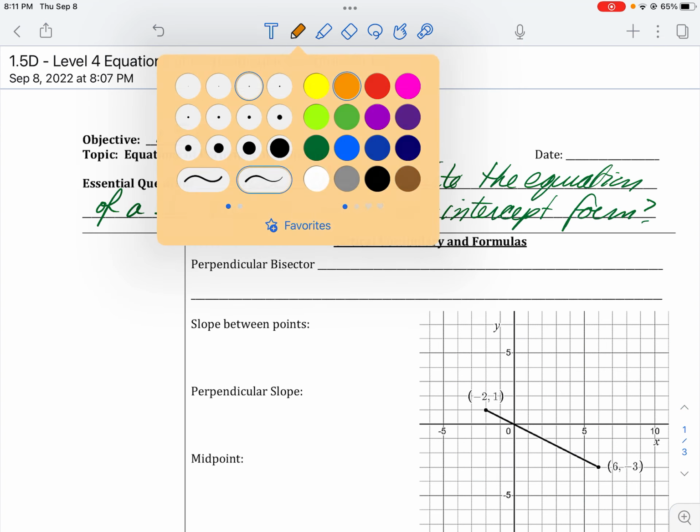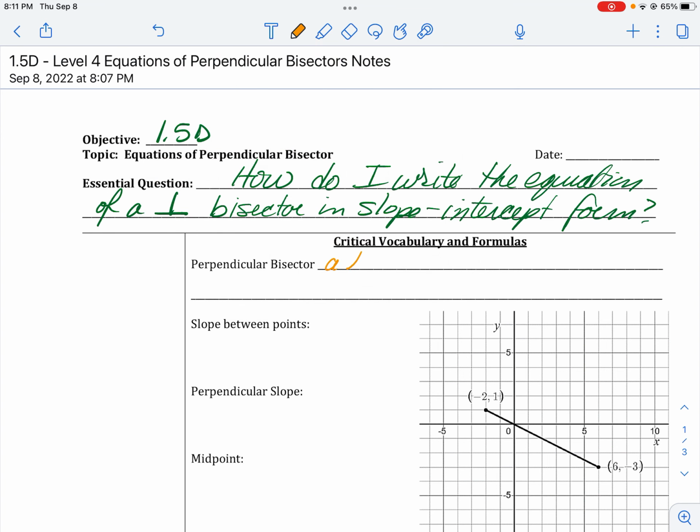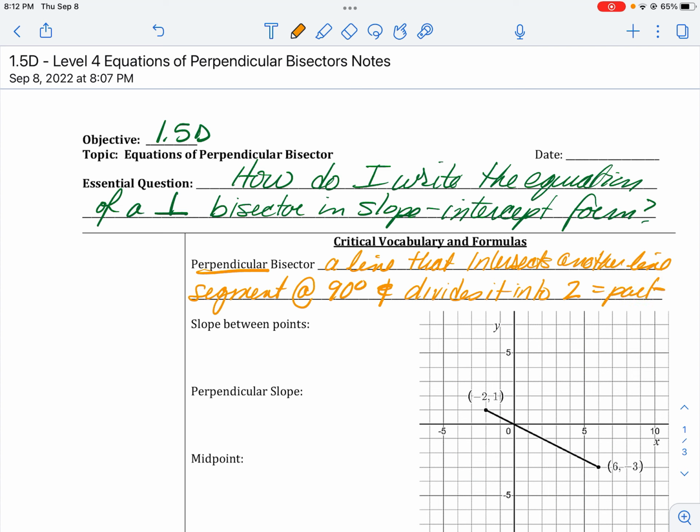So first, what's a perpendicular bisector? It is a line that intersects another line segment at 90 degrees, hence the word perpendicular, and divides it into two equal parts. That's where the bisector comes from.